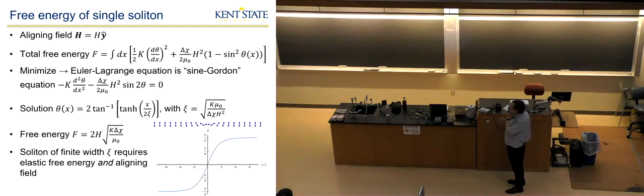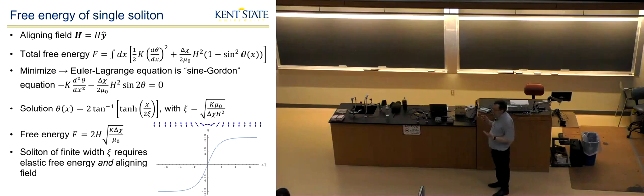It's a soliton with some finite width, psi, and that width requires the combination of an elastic free energy and the anisotropy, the applied magnetic field, right? If you didn't have the anisotropy, then everything would just get spread out over a great big distance. So it gives this characteristic width, and it gives a free energy for the soliton. Okay.